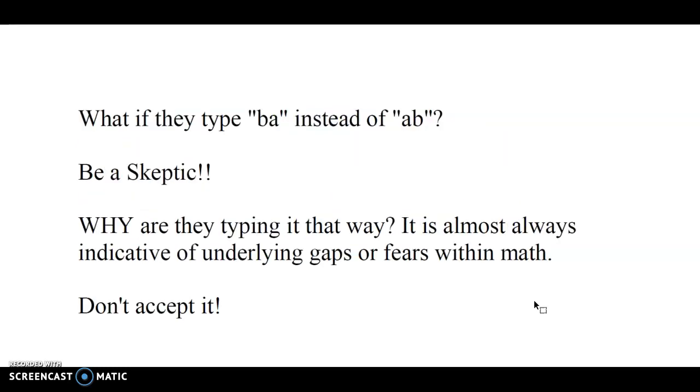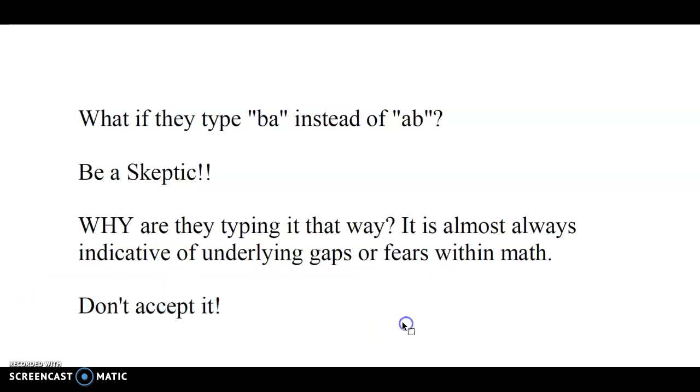For example, what if they type BA instead of AB? You've got to be a skeptic, right? That's weird. If they're doing distribution of A times the quantity B plus C and they give you BA plus CA, that is a very, very strange answer. There's no real reason to transpose those letters, logically, which means that somewhere along the line, some type of complete and total illogic is happening in that student's brain. And big deal. Okay, so do not accept it.